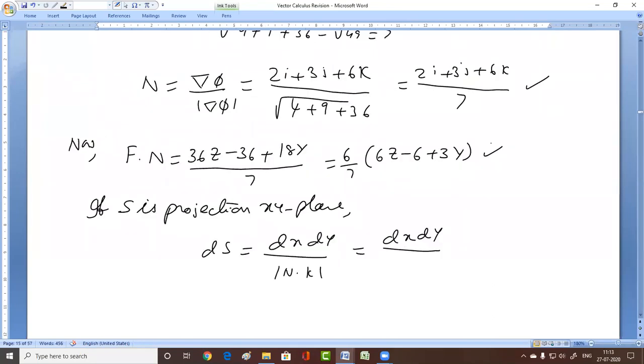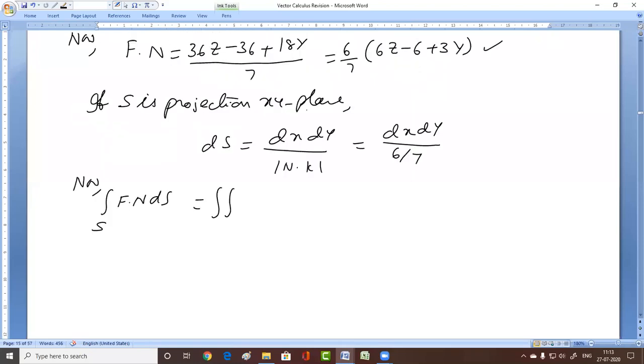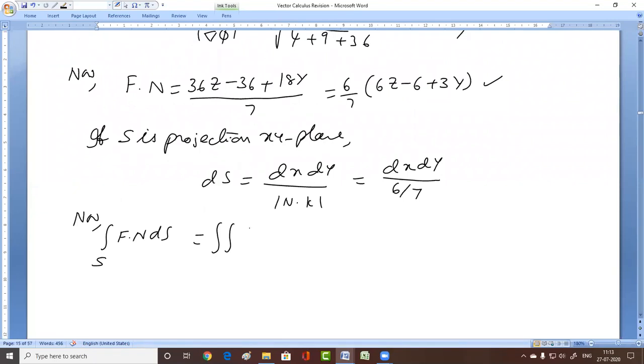n dot k, the k coefficient of n, is nothing but 6 by 7. Okay. Now we will find the integral value. The integral of F dot n dS equals the double integral of F dot n, which is already known: 6 by 7 times (6z minus 6 plus 3y). dS is dx dy by 6 by 7. So the surface integral is nothing but a double integral. Here the 6 by 7 cancels.